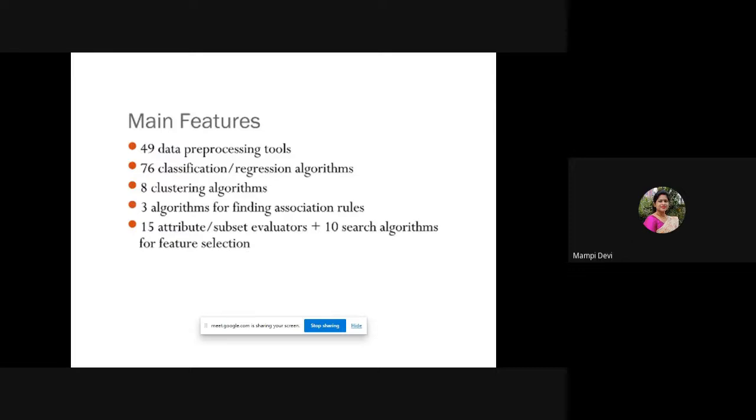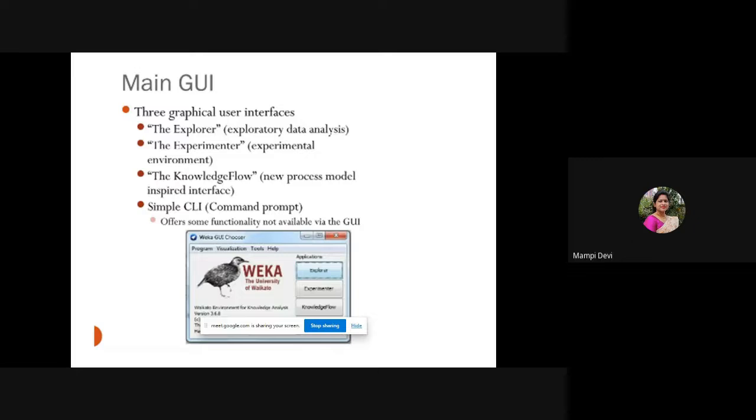The main features of Weka: 49 data preprocessing tools are available, 76 classification and regression algorithms, 8 clustering algorithms, 3 algorithms for finding association rules, and 15 attribute subset evaluators, with the facility of 10 search algorithms for feature selection. So these are the main features you can find. This is the main tool of Weka, the Weka interface.